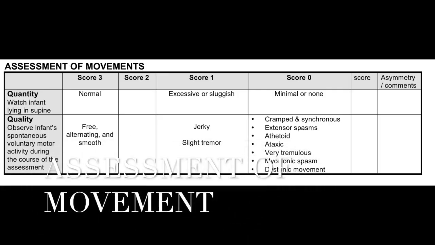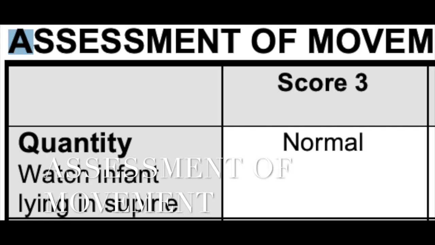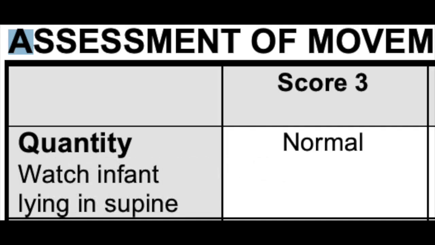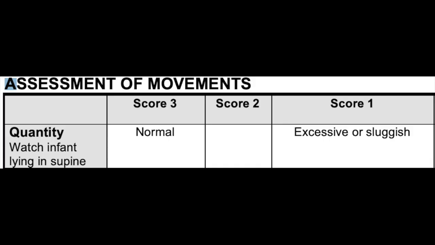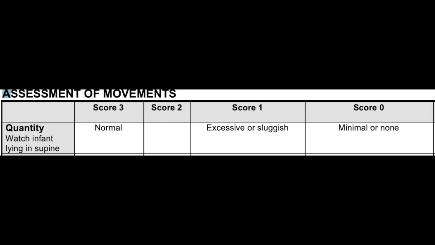Assessment of movements. For quantity, a score of 3 is if the movement looks normal. For quantity, if the movement looks excessive or sluggish, it's a score of 1. And a score of 0 is warranted if there is no movement.